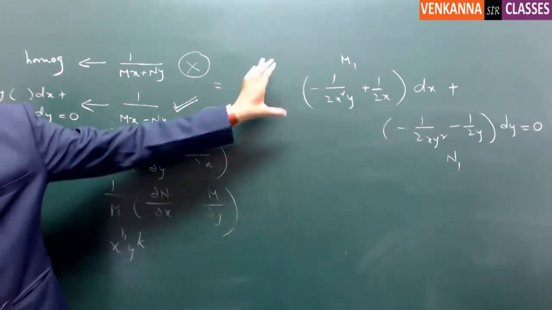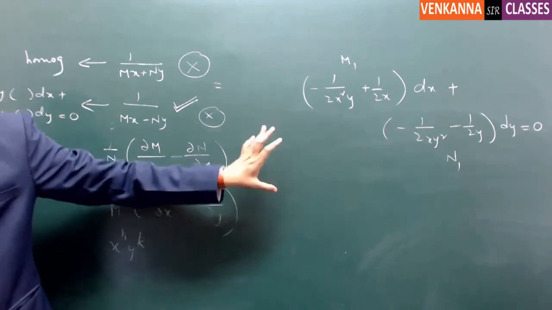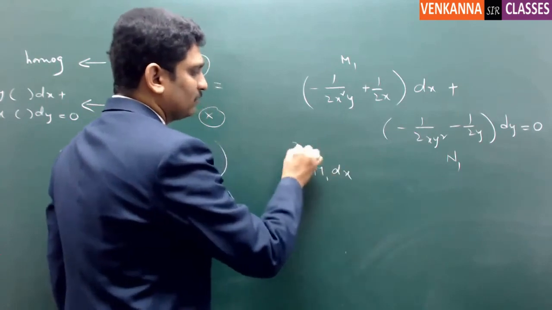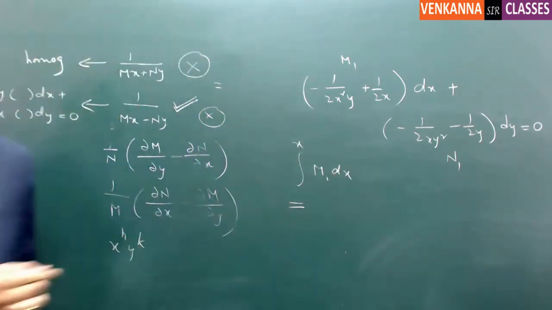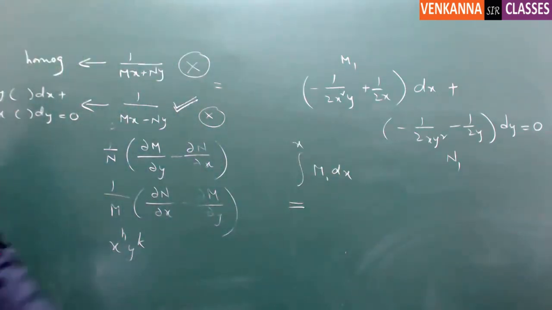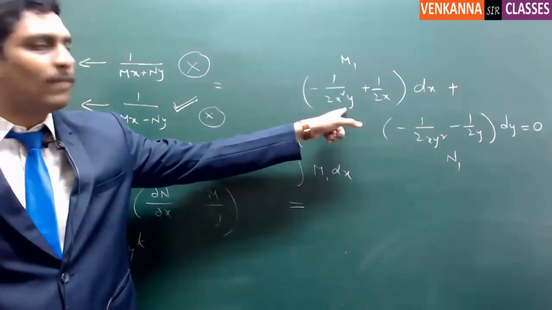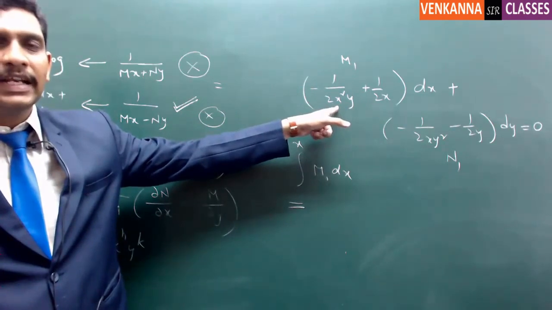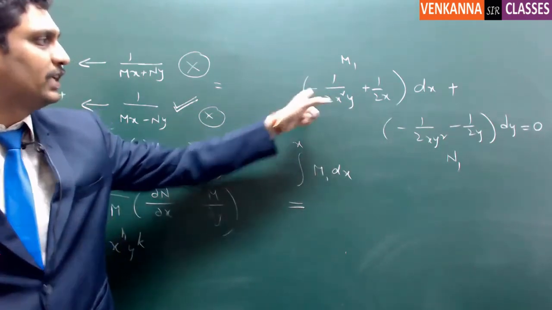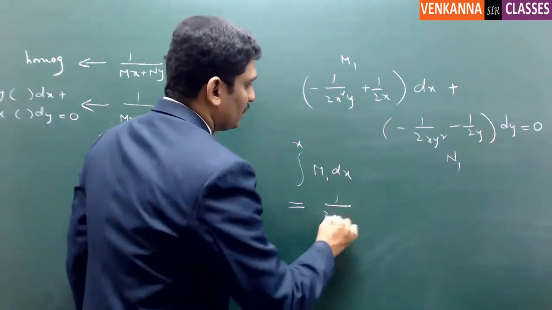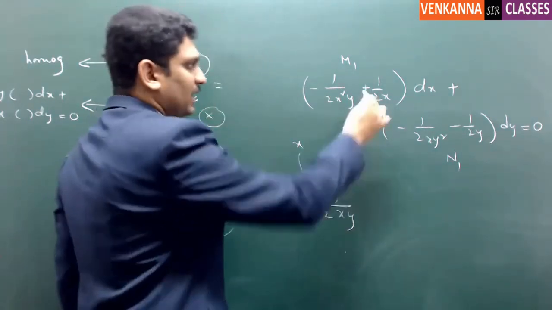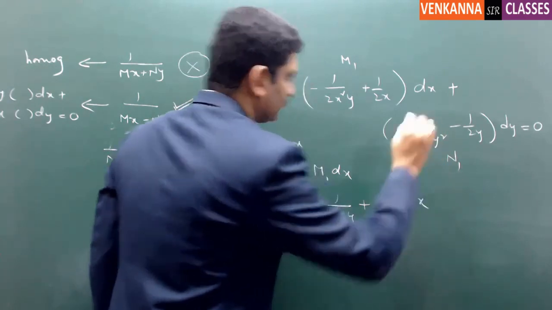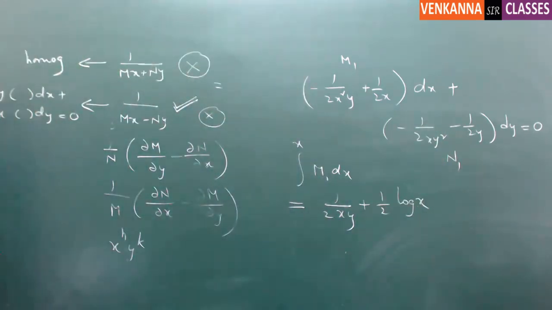So straight away we can do the integration from the examination point of view. Integral M1 dx, if you consider the integration partially with respect to x, so here 1 by 2y is constant, 1 by x square is there, integration is minus 1 by x, so here you have plus, so it will be 1 by 2xy, and here plus 1 by 2 into log x. This is the integration value.